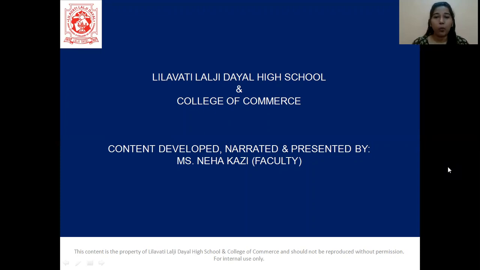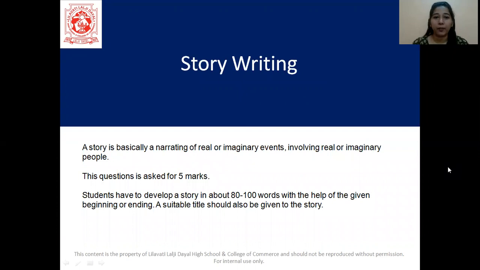In our lesson today, we are going to talk about story writing. So let us begin. A story is basically a narrating of real or imaginary events involving real or imaginary people. So generally in exam when we are writing a story, it can be through our imagination or any real life incident that we have experienced and we can write about it.